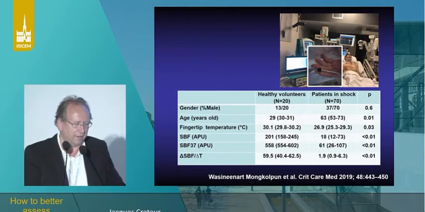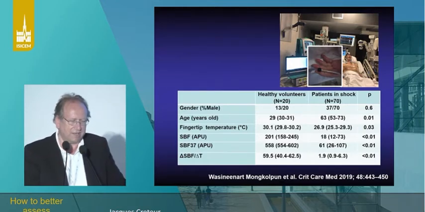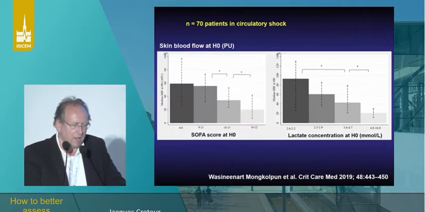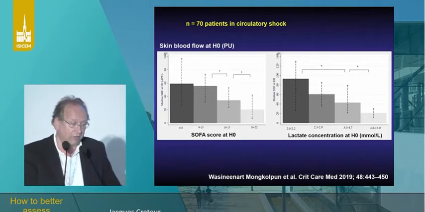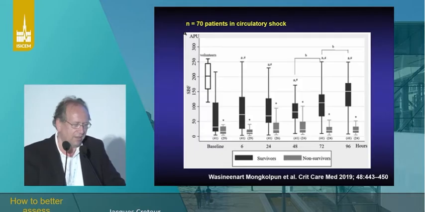And again, here, as you can see, the magnitude of this change is very, very low in patients in shock compared to healthy volunteers. So we also compared the skin blood flow at ICU admission to other parameters of the severity of the disease. As you can see, there is a nice correlation between the skin blood flow and the SOFA score at baseline, or lactate concentration at baseline.